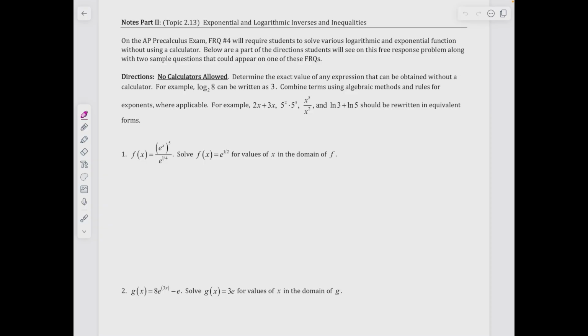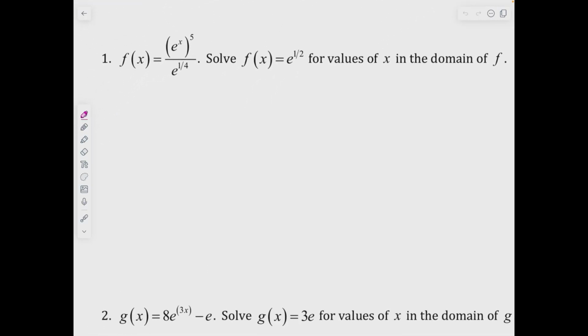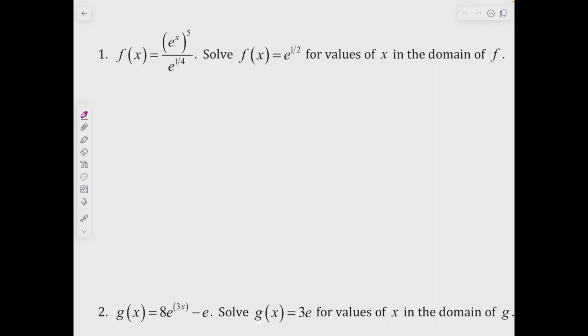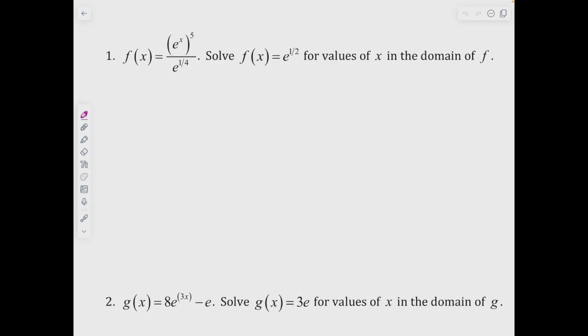It says determine the exact value of any expression that can be obtained without a calculator. For example, log base 2 of 8 can be written as 3. Combine terms using algebraic methods and rules for exponents where applicable. So 2x plus 3x, 5 squared, 5 cubed, should be rewritten in equivalent forms. Okay, so taking a look at number 1, f of x is given. Solve for f of x equals e to the 1/2 power for value of x in the domain of f.